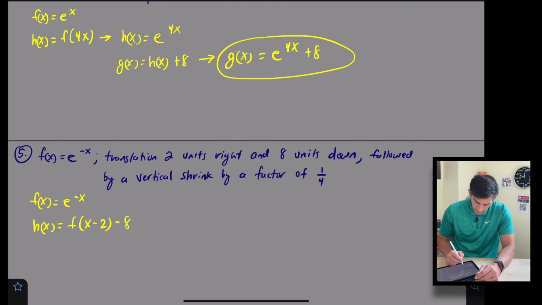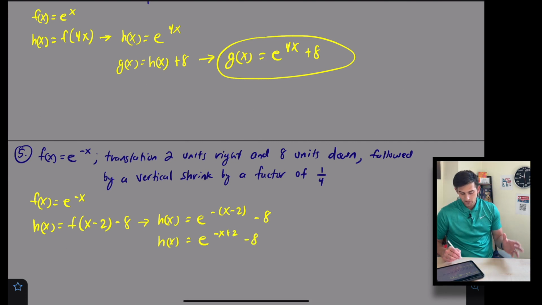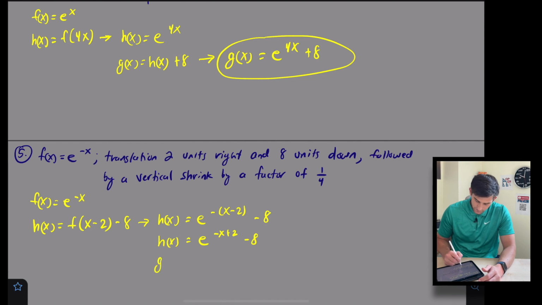All right, so now that's going to give us h of x is equal to e to the negative, and this is going to be x minus 2, and then minus 8. Now let's simplify this. Let's distribute that negative, so e to the negative x plus 2 minus 8. All right, so now we're going to vertical shrink by a factor of 1/4. So let's go with g of x is equal to 1/4 times the h of x.